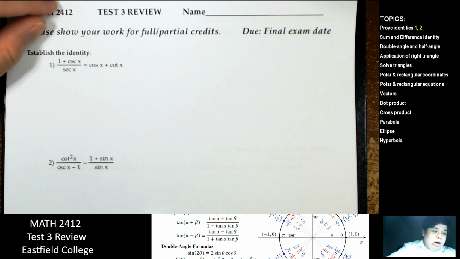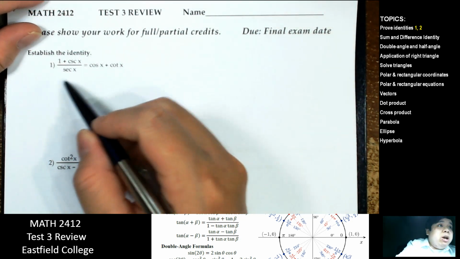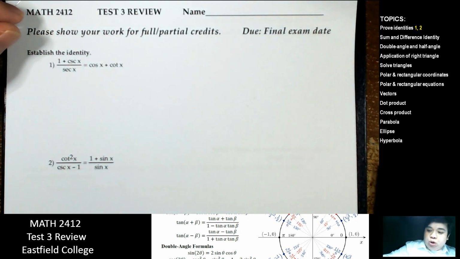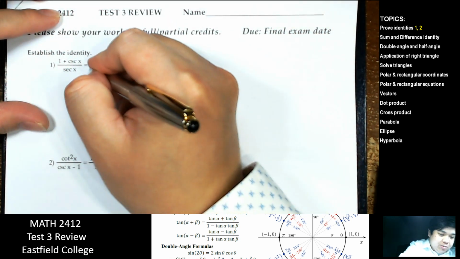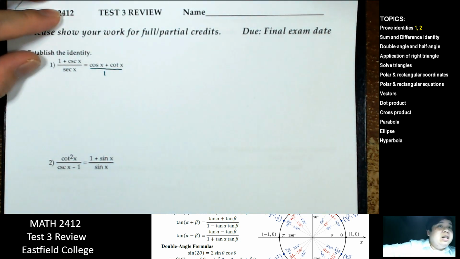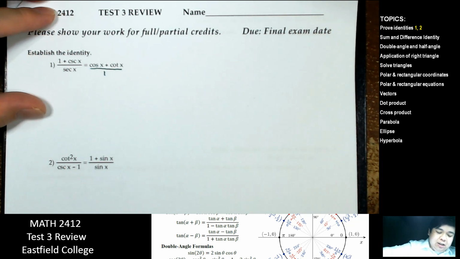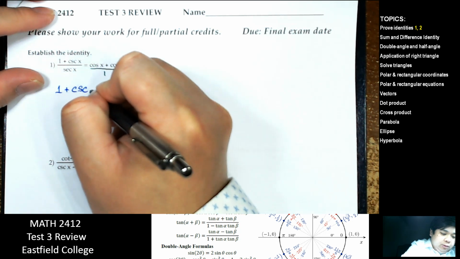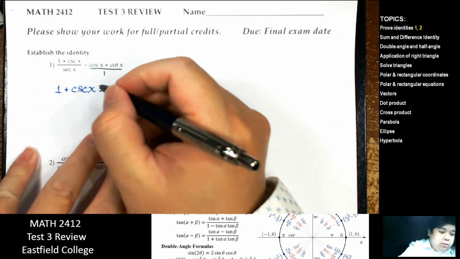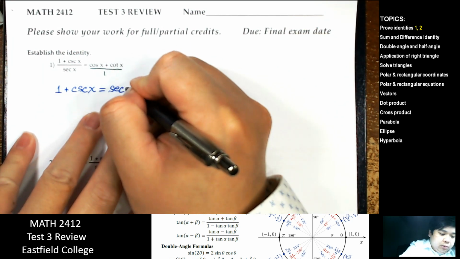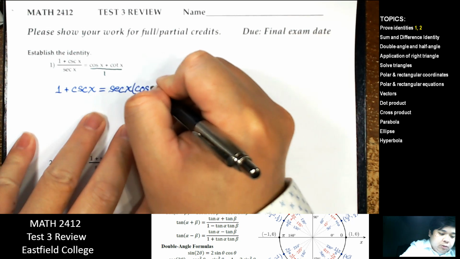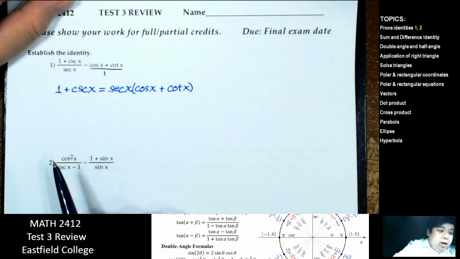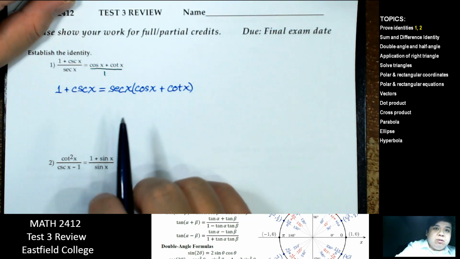So let's look at 1 and 2. So first, if we see a fraction, we will eliminate it. So multiply the second on both sides, or cross multiply, either way. I cross multiply here. Right. Now we have cosecant, secant, cosine, and cotangent.